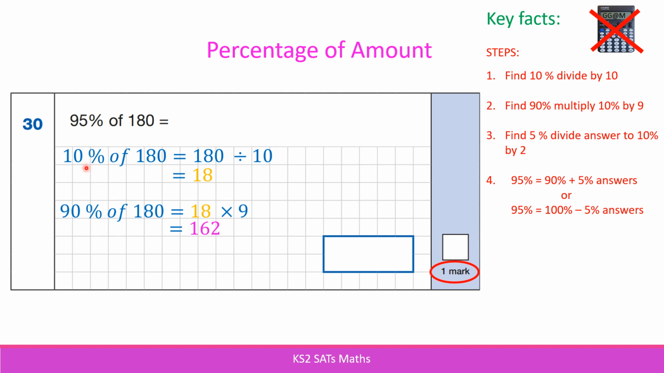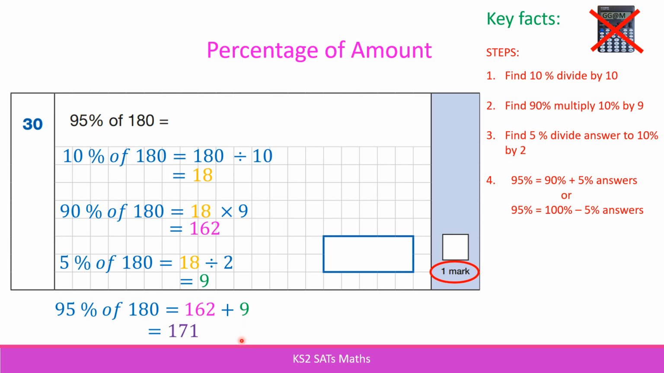Next, we need to find 5%. So 10% is 18, so 5% is going to be half of the 18, and half of 18 is 9. Now we need to work out 95%. So if I've got 90% and 5%, I can just add these 2 values together, and when I add them together, that will give me 171, so that is 95%. Or we could do 100%, which is the original number, 180, take away the 5%, which is 9, 180 take away 9 is 171. Remember to write your answer in the box.